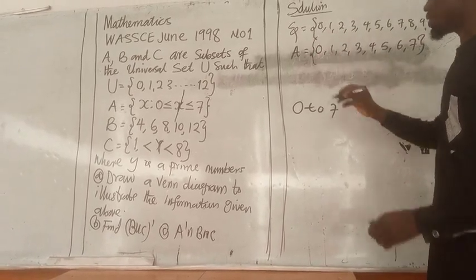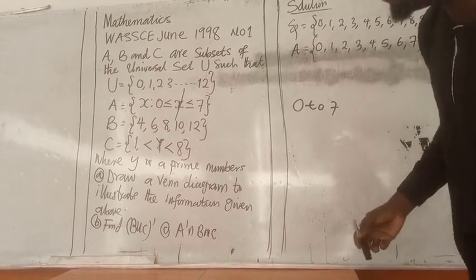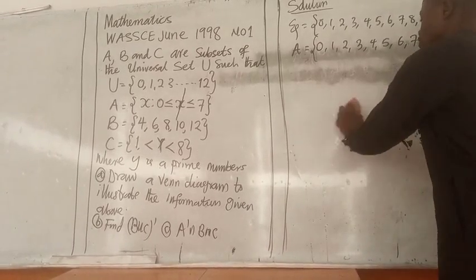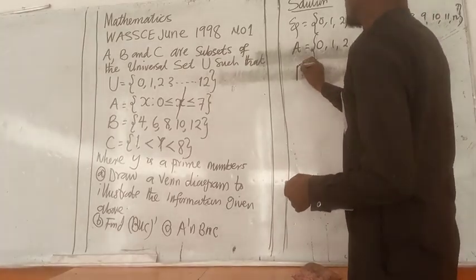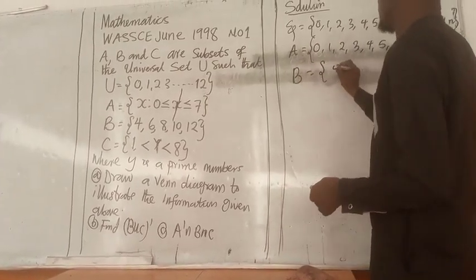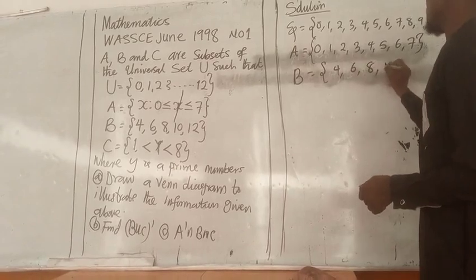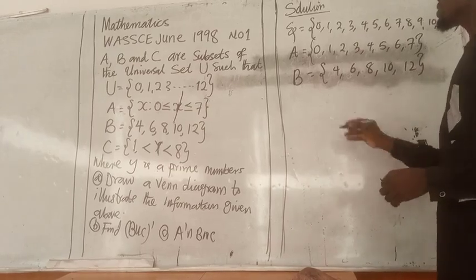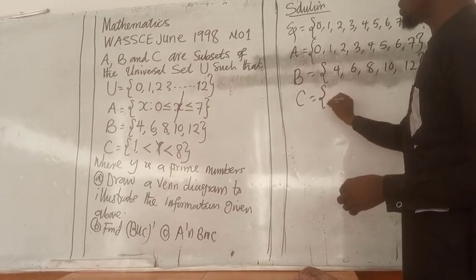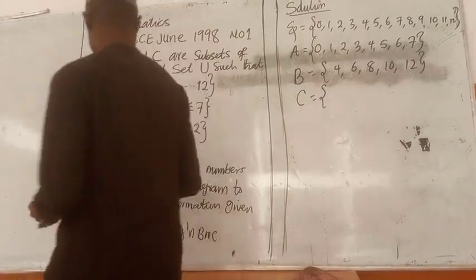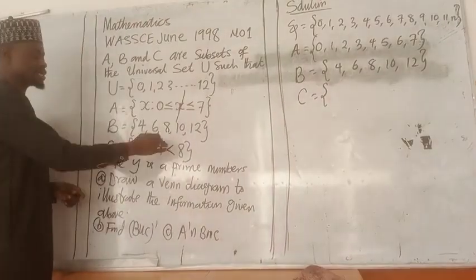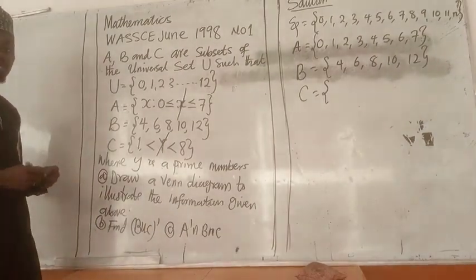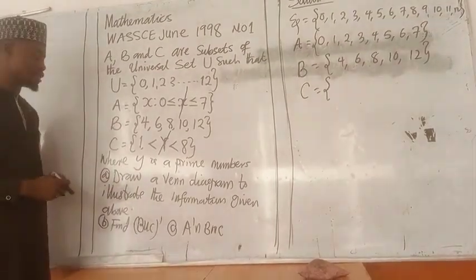We know our set A, and we also know that set B is not a set builder notation. It's very easy for us to copy. B is equal to 4, 6, 8, then 10, 12. This is our set B. Then set C is also a set builder notation, and we need to get the starting point and also the ending point. This is our set y. I divide it into two to help know the starting point and also the ending point.